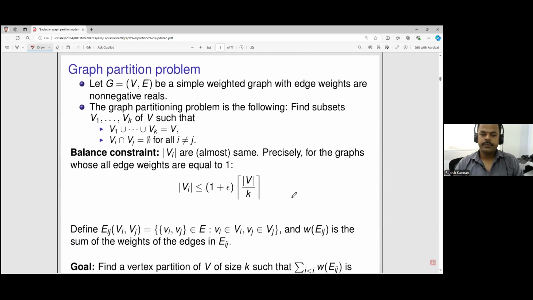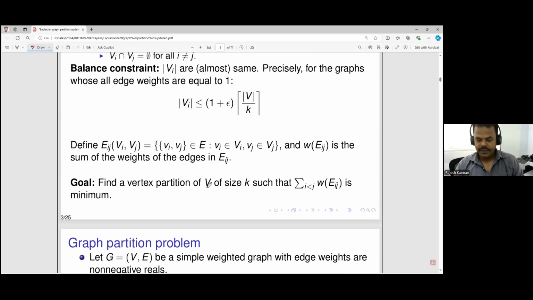So now what is the question? Our goal is to find a balanced vertex partition P of size k such that the sum of the edge weights between these various partitions is minimum. Remember, Eij stands for the set of edges between the vertex sets Vi and Vj. For all possible Vi and Vj, you are just summing the weights of all the edges. Your goal is to find a vertex partition of size k such that the summation over i strictly less than j of W of Eij is the least among the rest of them.